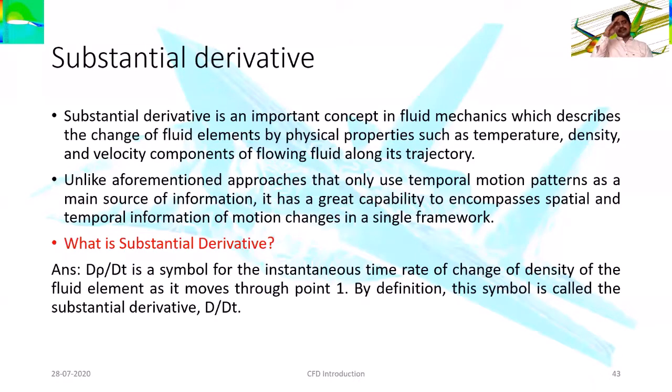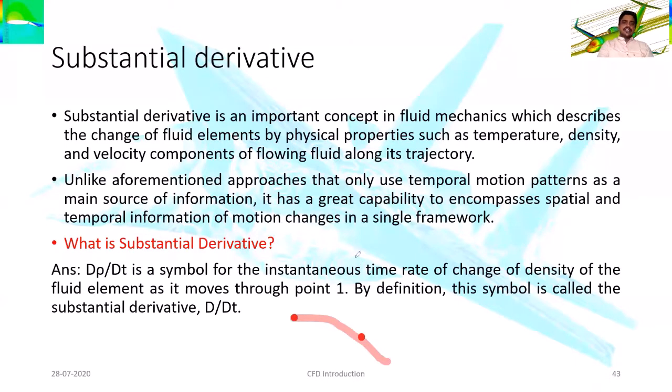Maybe we can decide the trajectory like this. Don't worry about what exactly point 1 indicates here. If it is your point 1 and somewhere your point 2, when the fluid is moving from point 1 to point 2, we have to understand whether the density has changed or not.